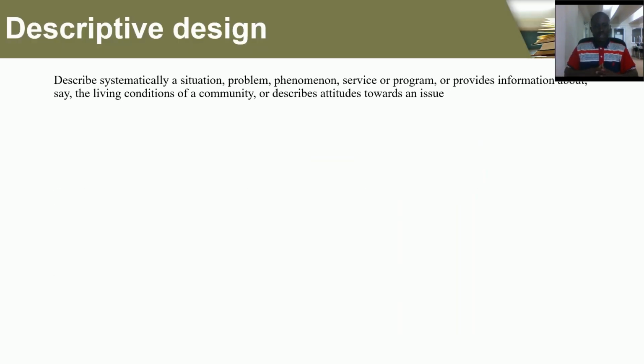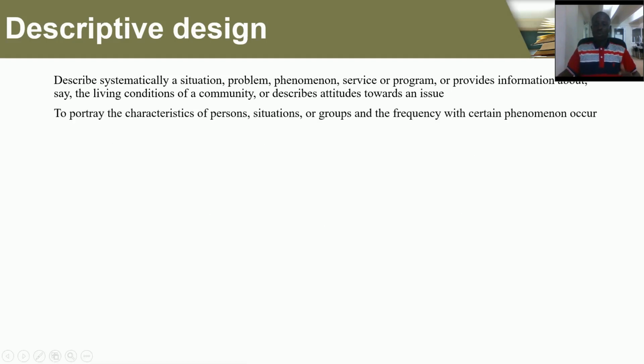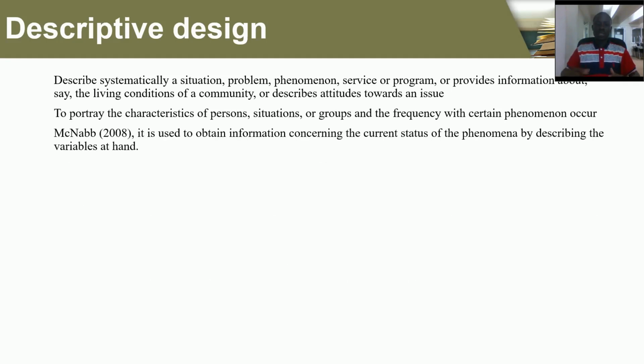So with research descriptive design, we say that it's a systematic way to describe a situation, a problem, phenomena, service or program, or to provide information concerning a living condition of a group of people or an attitude of an individual, to portray the characteristics of a person, situation, or a group, as I've already said. According to McNabb 2008, a descriptive design is used to obtain information concerning the current situation or status of the phenomena by describing the variables at hand.